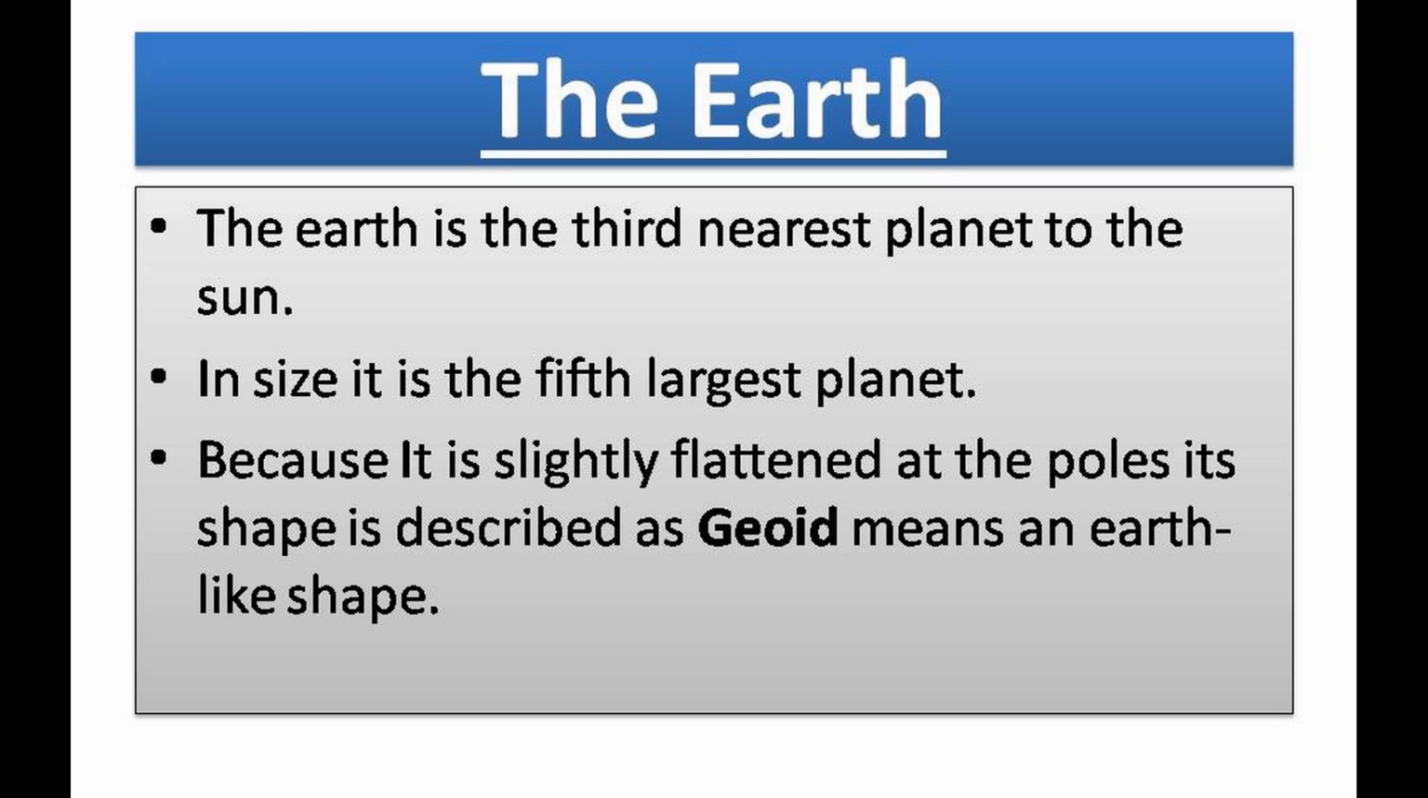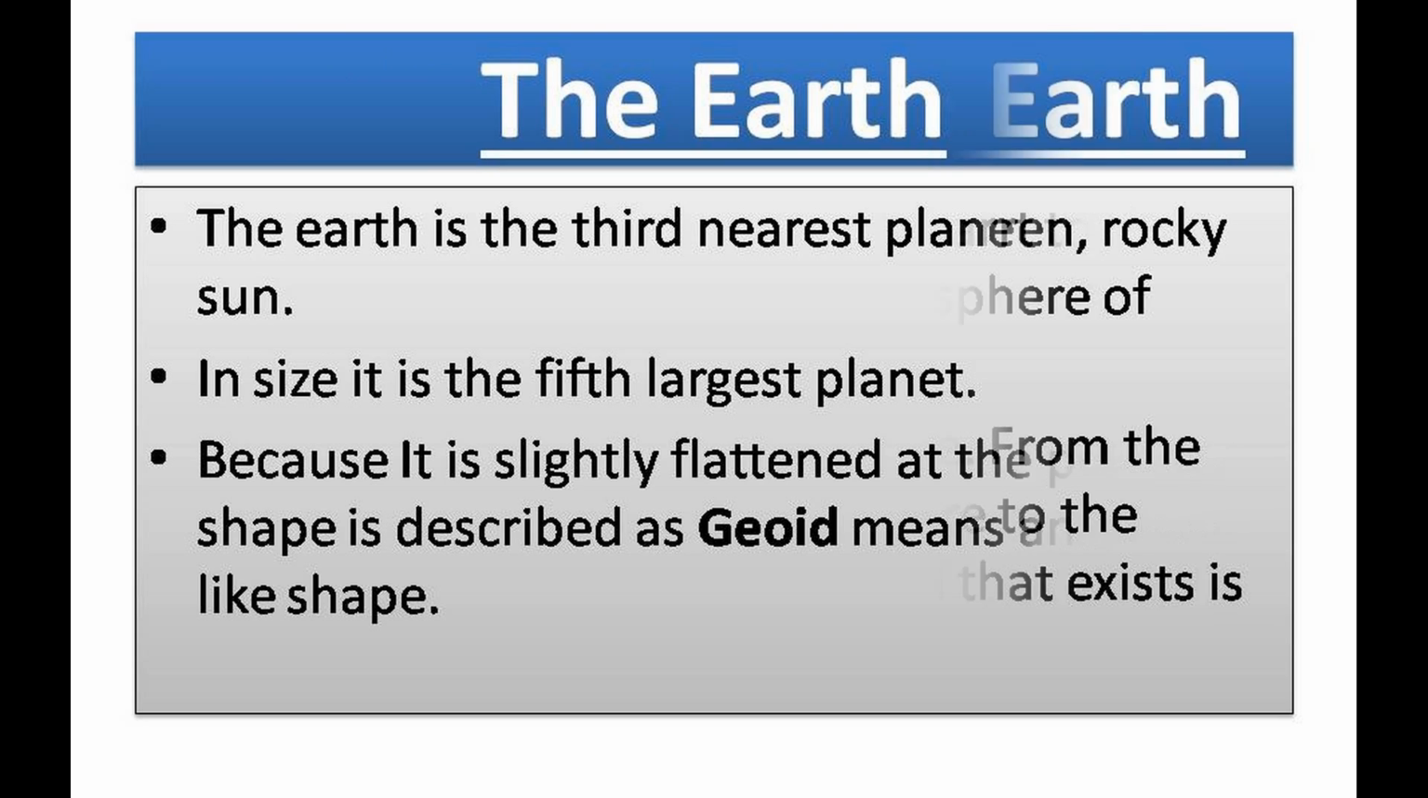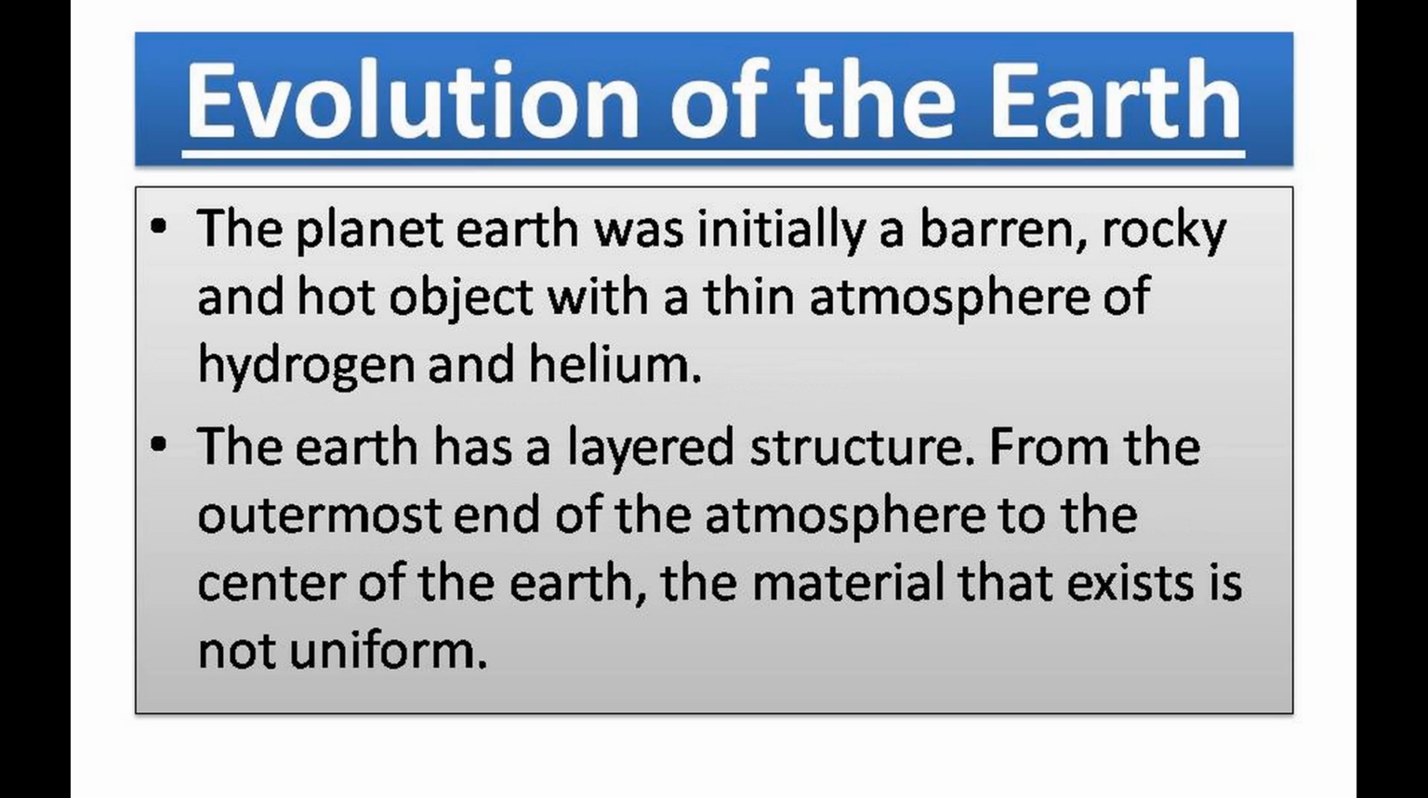The Earth is the third nearest planet to the Sun. In size, it is the fifth largest planet. Because it is slightly flattened at the poles, its shape is described as geoid, meaning an Earth-like shape. The planet Earth was initially a barren, rocky and hot object with a thin atmosphere of hydrogen and helium.